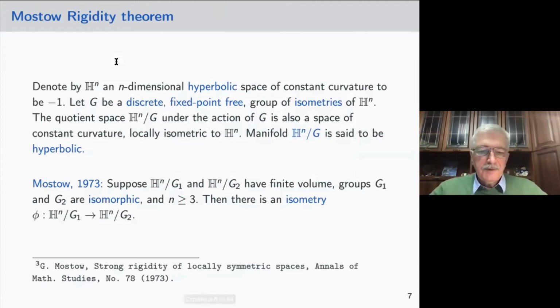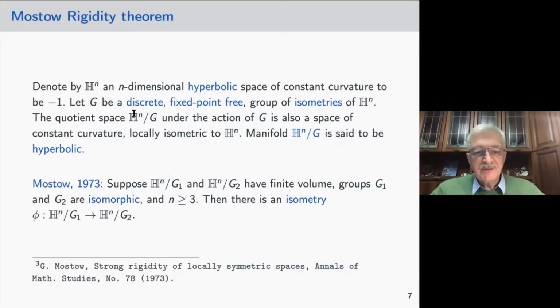And what is interesting, what we have in three and higher dimensional situations, is the following Mostow rigidity theorem. So if we consider n-dimensional hyperbolic space, we can normalize the constant curvature to -1, and let's consider a group G, which is discrete, and suppose it's fixed point free, so it's acting without fixed points. And this group is a group of isometries of our space.